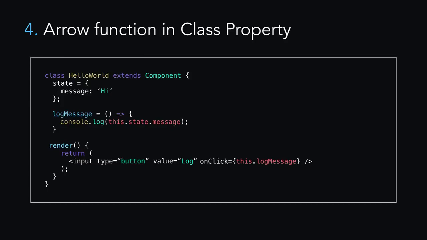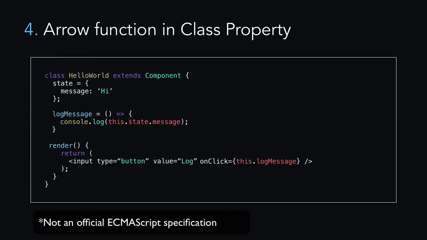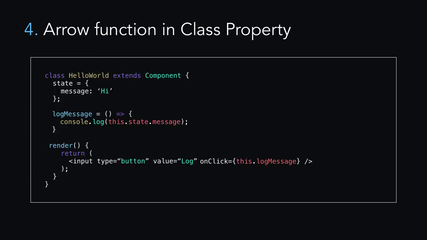Please be aware, however, that this method does rely on experimental features, and it's not an official part of the ECMAScript specification. You can enable experimental language features by installing and configuring the Babel package, and apps created by Create React App have many features enabled.